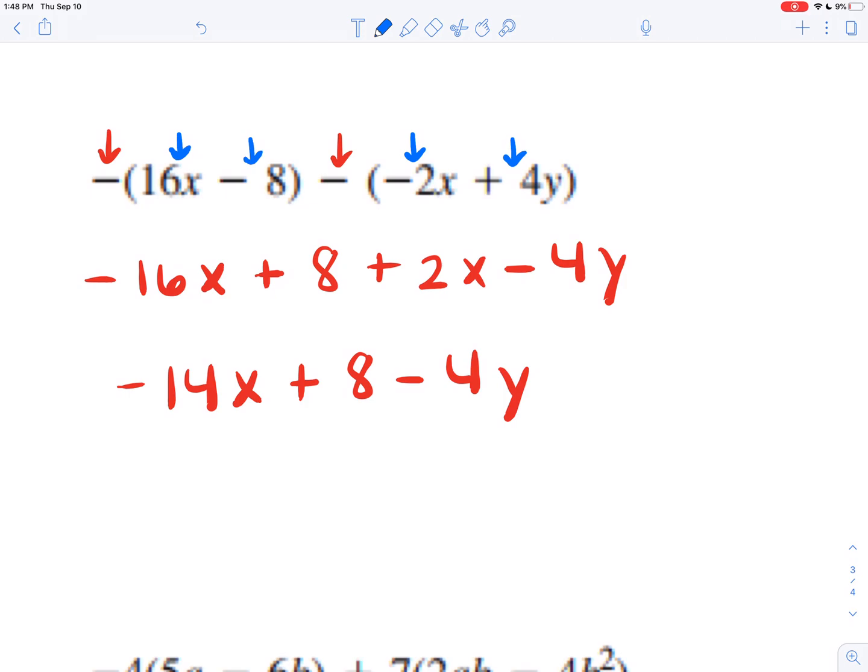And then I did check to see, did I have any like terms? And I did, right? I had x terms, exact same literal parts. And so I combined those with the numerical coefficient. Negative 16 plus 2, watch your signs, is negative 14x. Nothing else can be combined. And so I would leave it just like that.